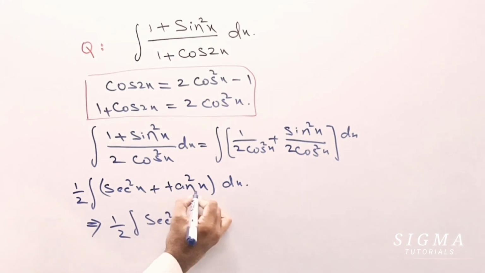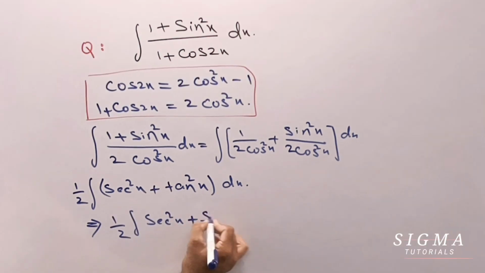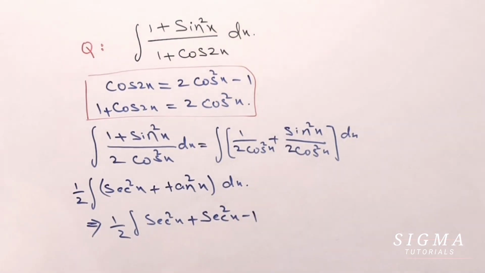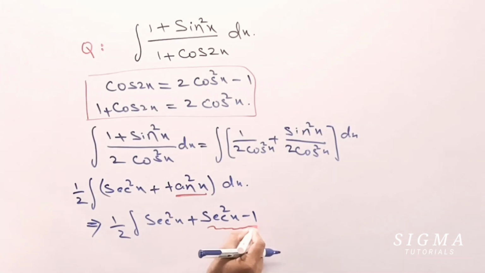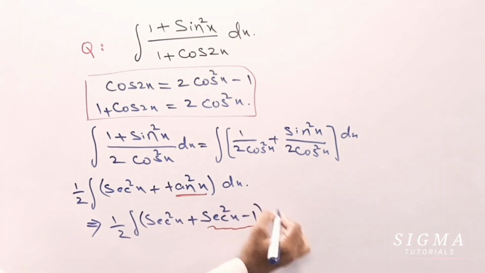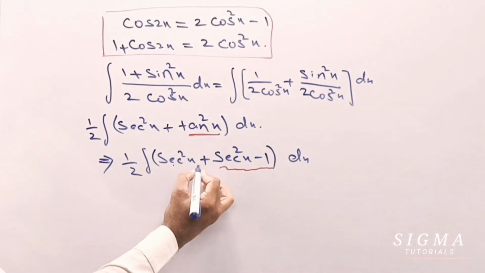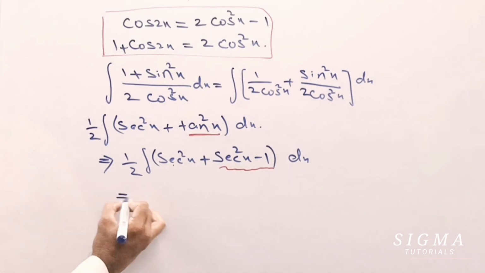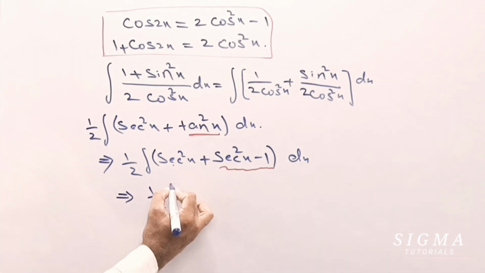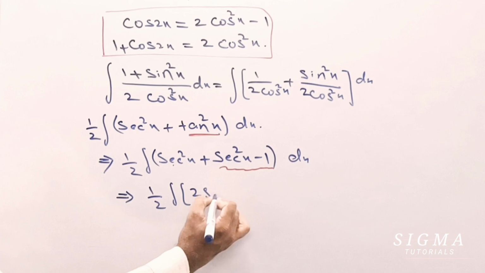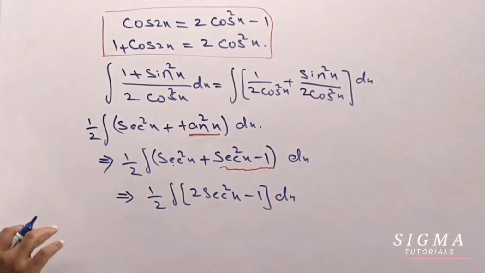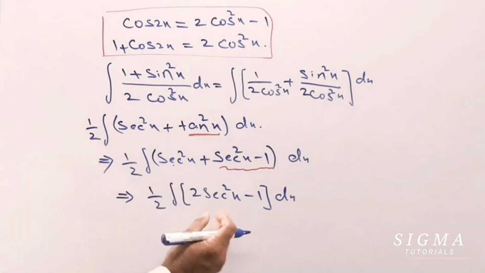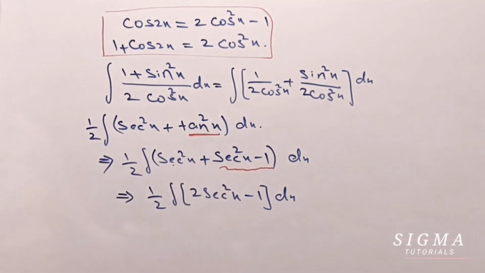In the next step, we can write 1 by 2, integration of secant square x, and tan square x can be written as secant square x minus 1. So what we are changing here is, in place of tan square x, we are writing secant square x minus 1, then dx. Secant square x plus secant square x gives 1 by 2 integration of 2 secant square x minus 1 dx. Now we have solved the trigonometrical part. Now we can apply the integration here.